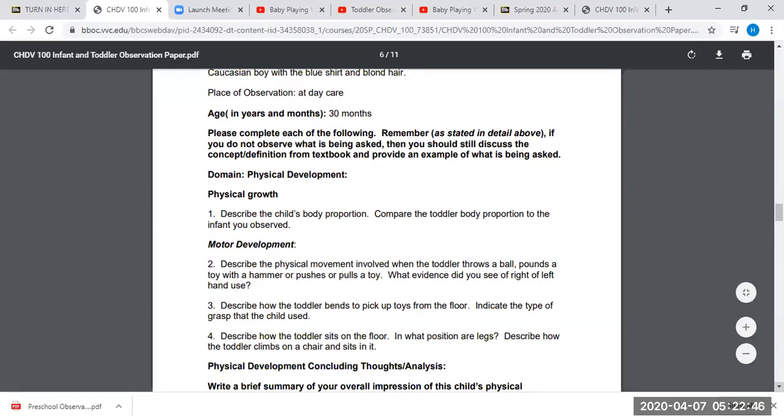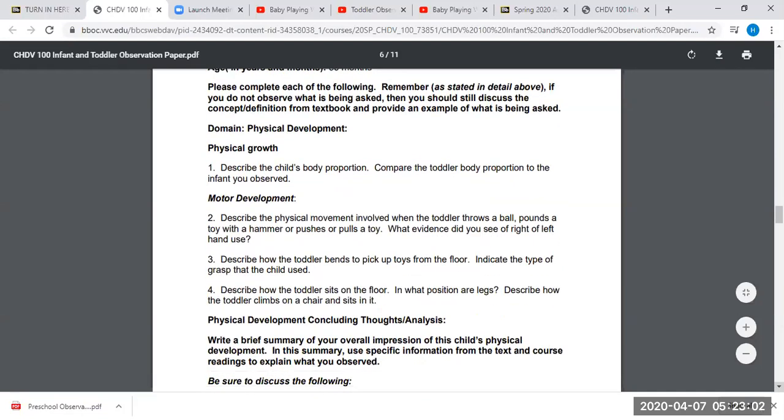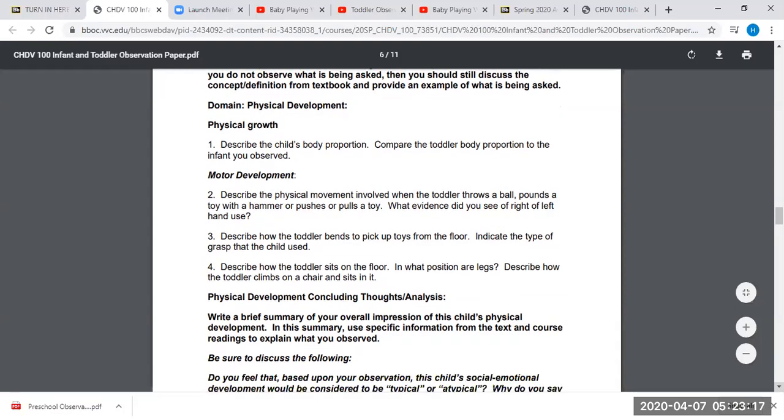Now, with the toddler one, you're going to be talking about the developmental domains. So your first developmental domain you're going to be addressing, and remember, follow this format. You need to follow this format or it's going to be affecting your grade. So the first one you're going to be talking about for the toddler is physical development. So you're going to be addressing physical growth. You're going to answer the questions. You're also going to talk about motor development, and you're going to answer those questions. Then you're going to have that physical development, concluding thoughts and analysis.